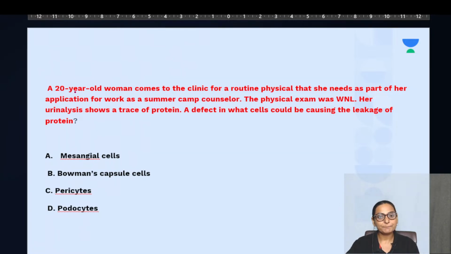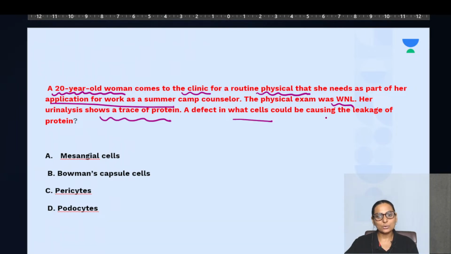Again from renal physiology. A 20-year-old woman comes to a clinic for a routine physical checkup that she needs as a part of a summer camp. That means fitness ke liye. The physical examination was within normal limits. Just the urine analysis showed traces of protein. A defect in which cell will cause the leakage of the proteins? Mesangial, Bowman's capsule, pericytes, podocytes.